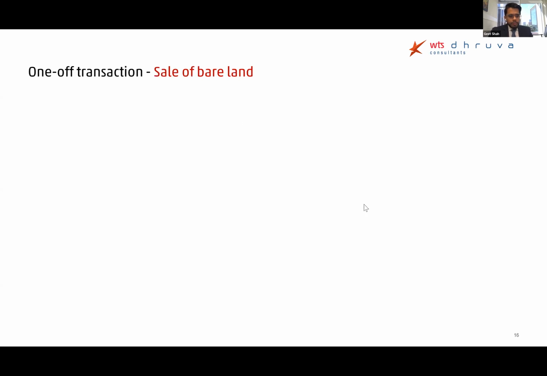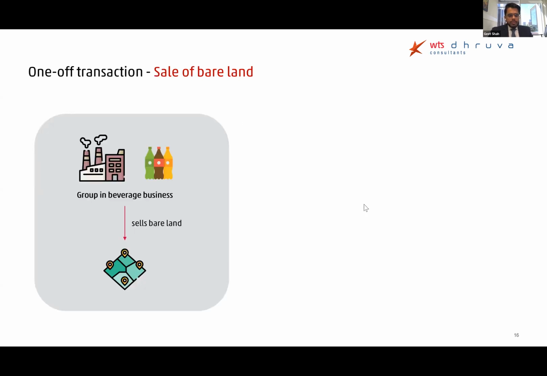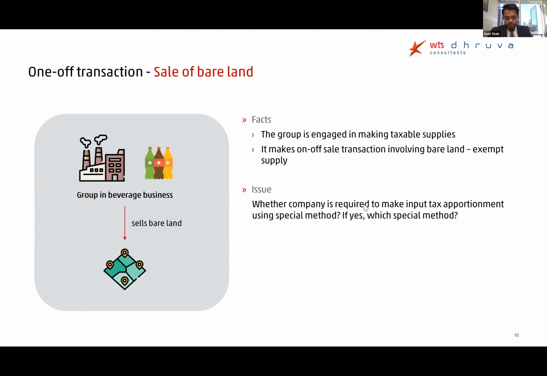Okay, now moving on to the fourth case study. There is a group which is into a beverage business, and it has Bearland as one of its assets. During one year, they sold that Bearland to a third party. Now, when we do this annual input tax calculation, whether the company should use a special method and arrive at the input VAT apportionment, and if yes, which method should be applied?